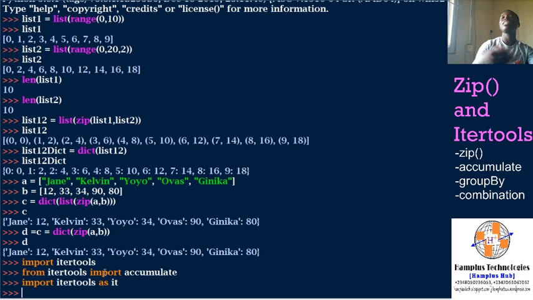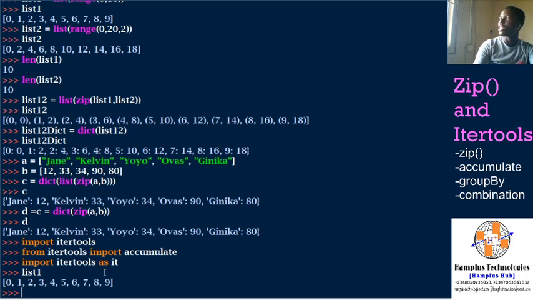Then in the place of itertools that I always have to type, I'll just type IT. Now let's assume we have this list, list one. Now what can we do with the itertools?